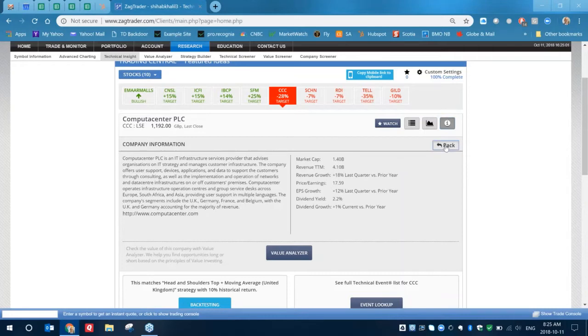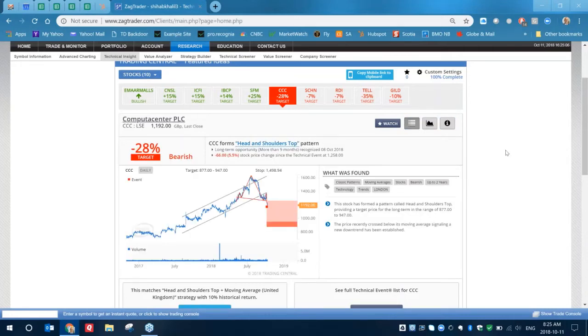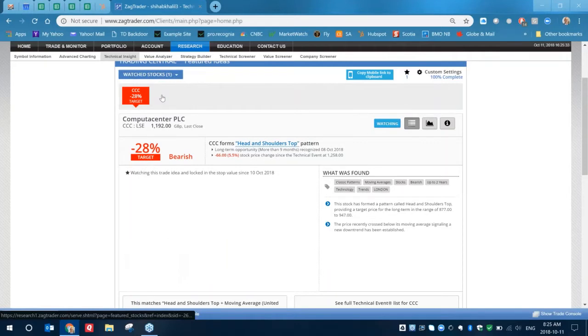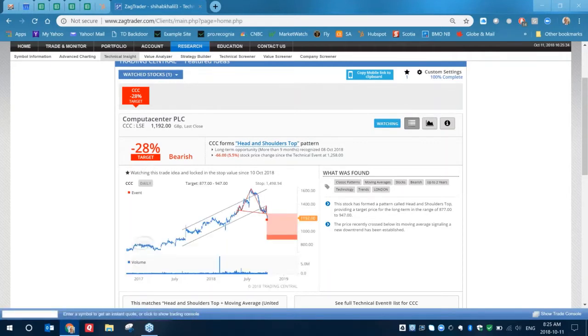Now, I could decide I want to go ahead and trade this today, and I could certainly do that through the ZagTrader platform, or maybe I'd want to watch and see if this downward trend that I've expected in Computacenter actually takes place. The way I could do that is by putting this stock on my watch list. So I'm going to click on watch, and notice that this little button changes from watch to watching. This is now on my watch list, and this little star here tells me how many stocks are currently on my watch list. I can toggle between today's featured ideas and my watch stocks just by using this pull down. So notice here I have Computacenter on my watch list, and I can come back and revisit that on a daily basis and see how the stock is doing, working its way towards that target price.